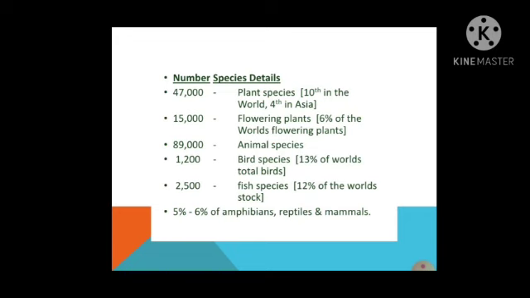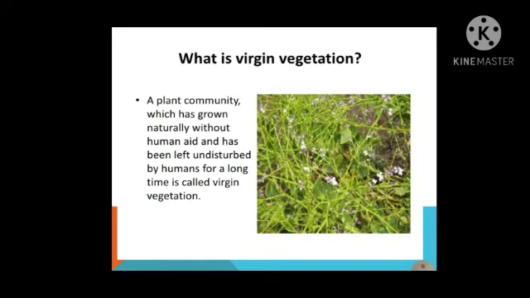In this slide, as you can see, there are 47,000 species of plants, 15,000 flowering plants, 89,000 animal species, 1,200 bird species, 2,500 fish, and 5% to 6% of amphibians, reptiles and mammals.